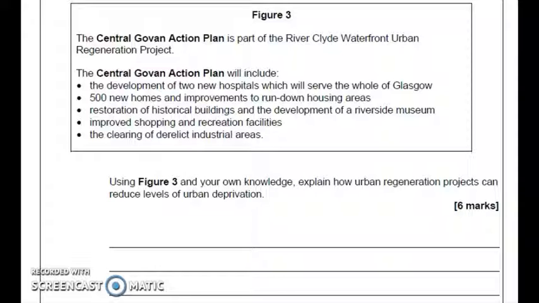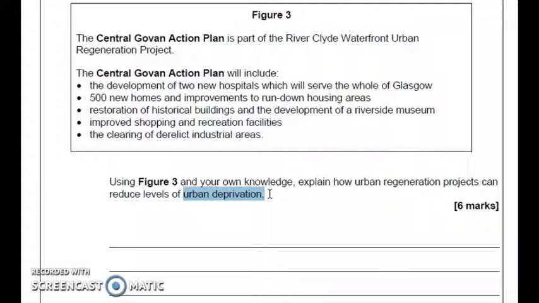Using Figure 3 and your own knowledge, explain how urban regeneration projects can reduce levels of urban deprivation. So, an urban regeneration project is an example where an area has been improved. Now, we could, I guess, use the Lace Market in Nottingham, that is our urban regeneration case study, but also the Dharavi slum in Mumbai connects well with the idea of poor people living in a city and how an area has been improved to make their lives better.